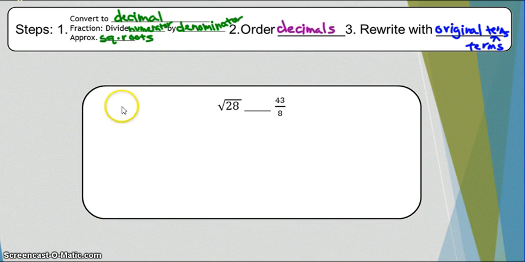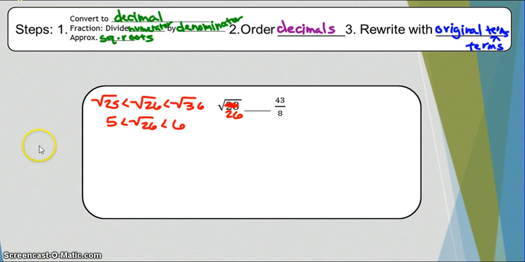Our first example is going to be the square root of 28 blank 43 over 8. Actually, just kidding, yours should say the square root of 26. We're going to have to make that into a decimal. The square root of 25 is the closest perfect square, less than the square root of 26, less than which square root is bigger than 26? 36. So 5 is less than the square root of 26, less than 6, because we simplify those radicals.